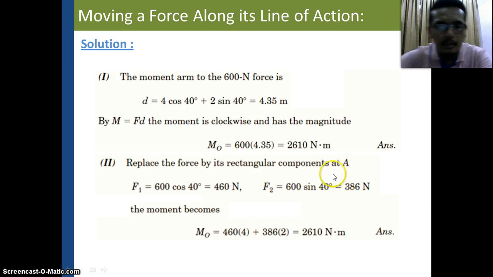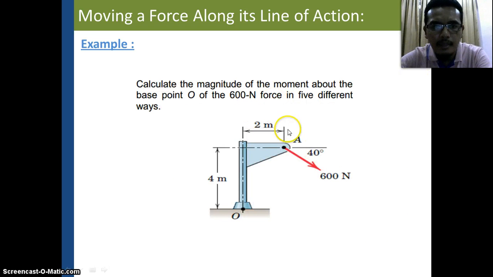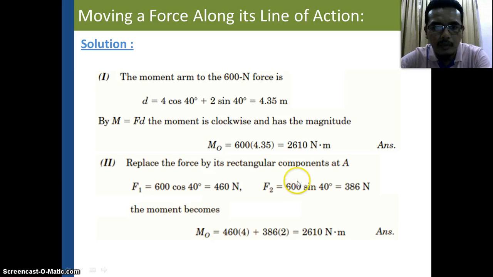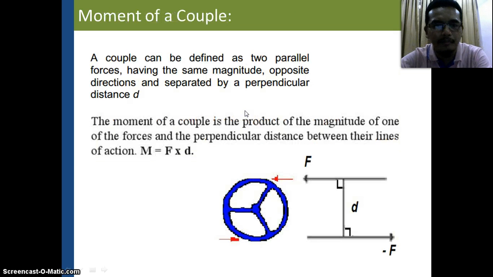So it is the same answer, although by a different way. There are many different ways, so you must understand the concept: the force must be perpendicular with the distance. Okay, now we move to the moment of a couple.